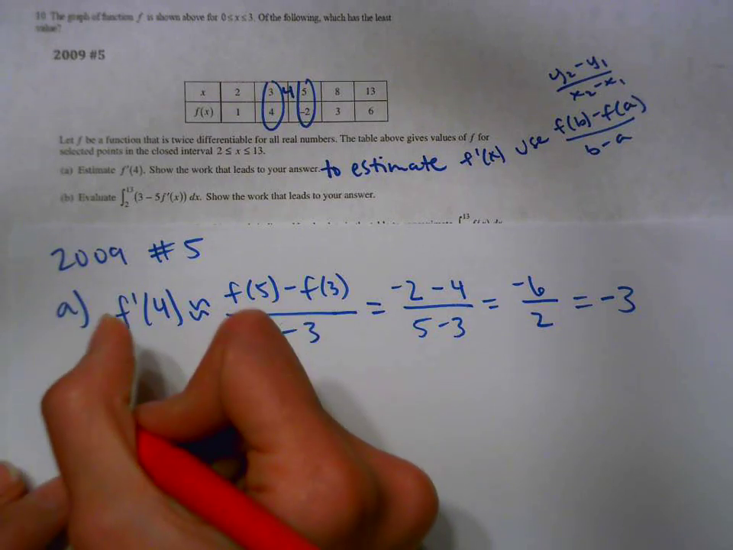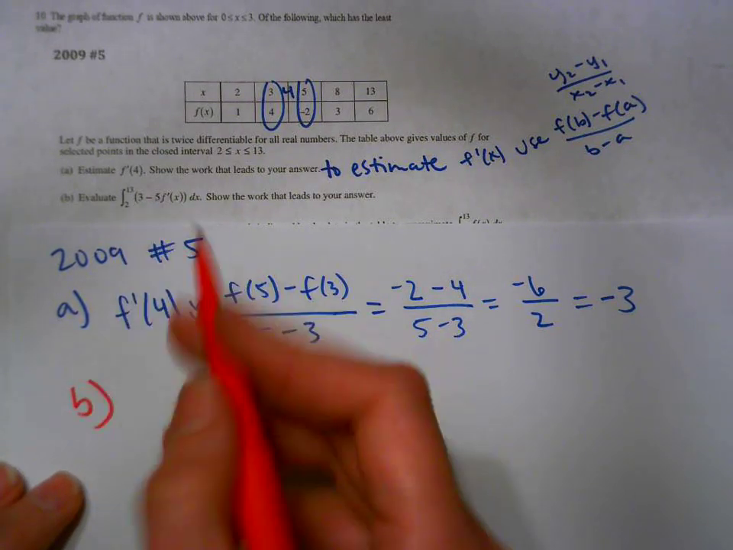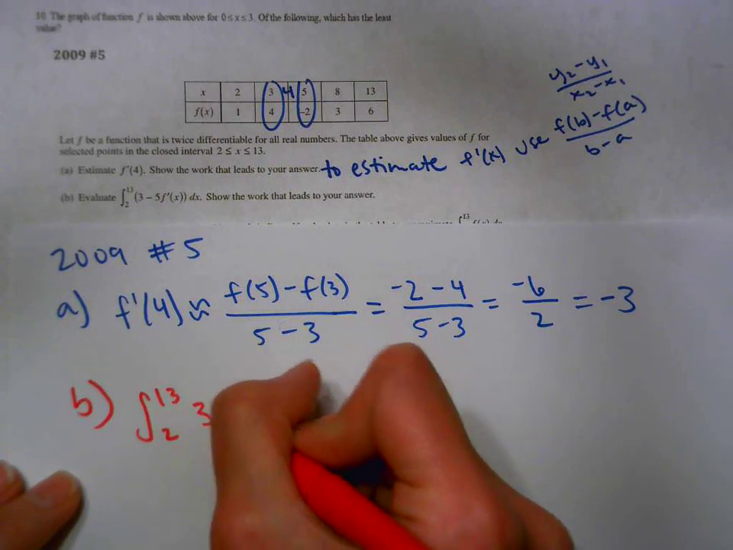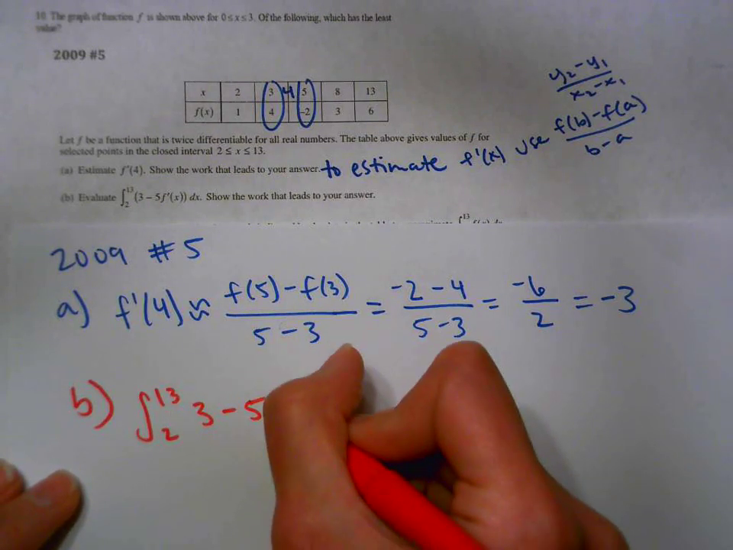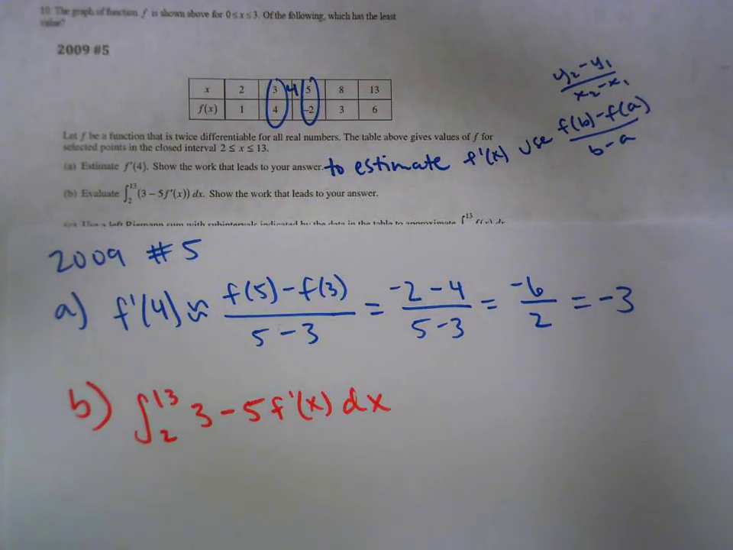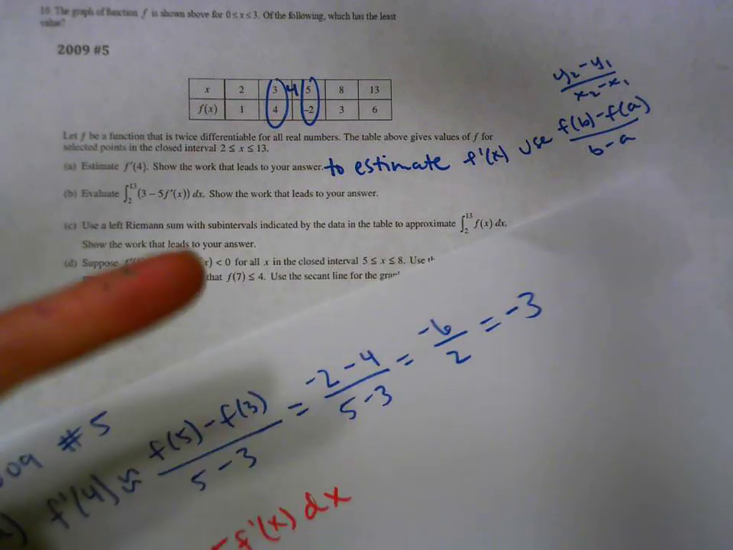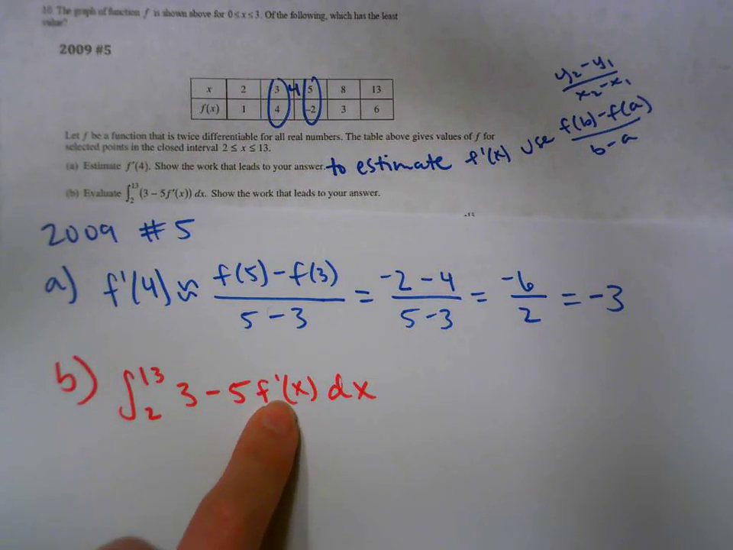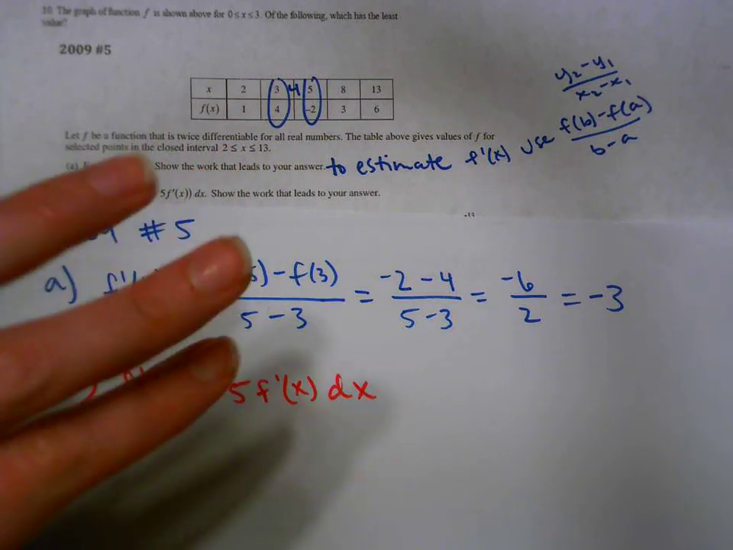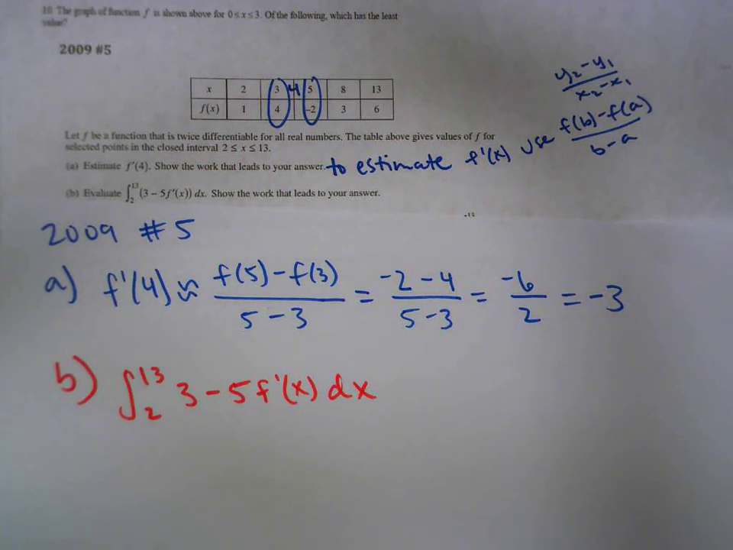So then part B says evaluate this integral. So I'm going to go and write this integral down. 3 minus 5 times f prime of x dx. So how do we evaluate a definite integral? Calculator, but this isn't a calculator question. Plus you can't type f prime of x in a calculator. Area, if you're given a graph, but we don't have a graph. And so our other option is fundamental theorem.